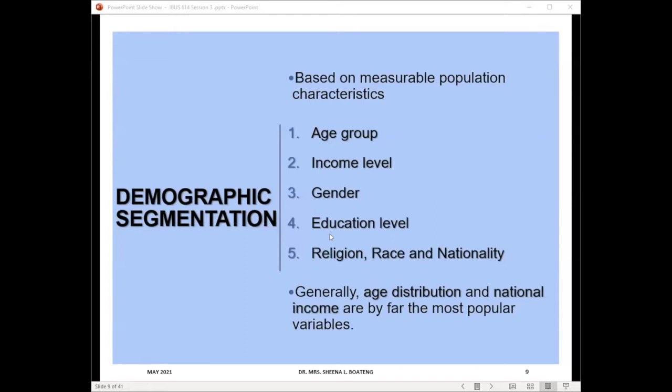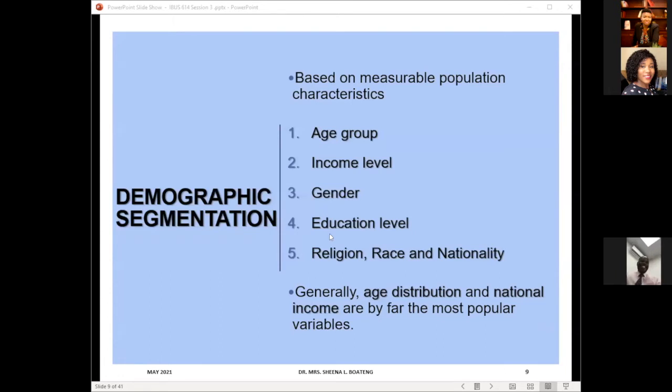This is a global firm selling feminine hygiene products. What's the first criterion they will use? Tara? It would be gender. It will be gender, right? So they'll break it down first based on gender. And then they will continue with the rest of the variables, depending on the nature of the feminine product, whether it is high-end, right, or regular.